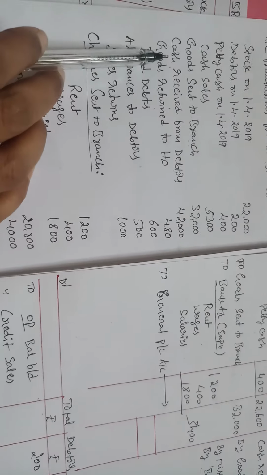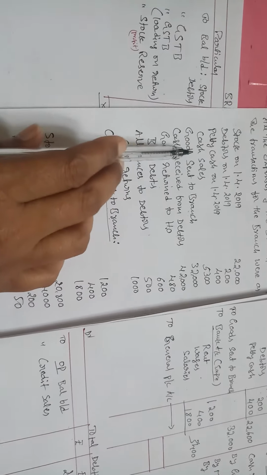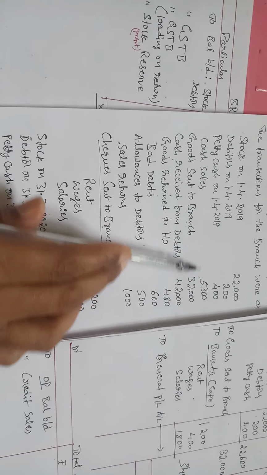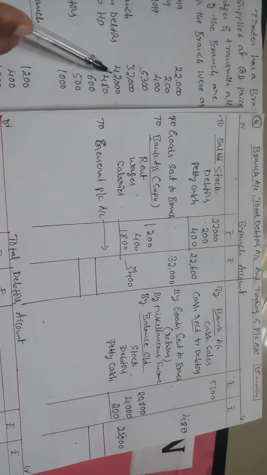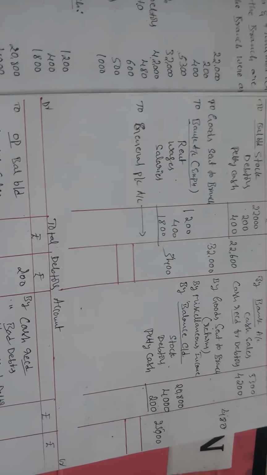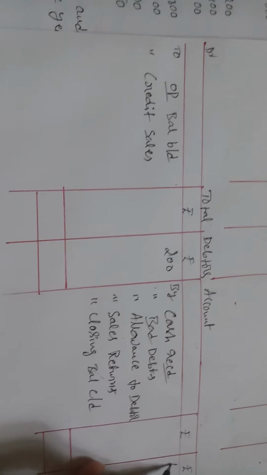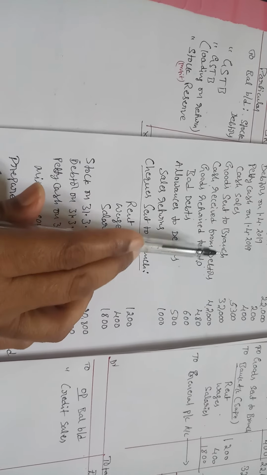Cash sales 5,300 rupees, over. Next, cash received from debtors, 4,200 rupees. We enter it on the credit side in both accounts: 4,200 in the branch account and 4,200 in the debtors account. Both sides we are entering. Already you know that: cash received from the debtors goes to the branch account credit side and the debtors account credit side. Yes, it's over.